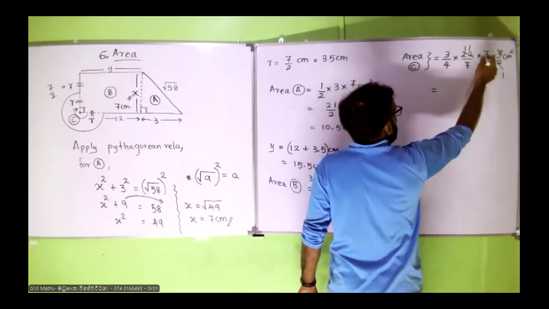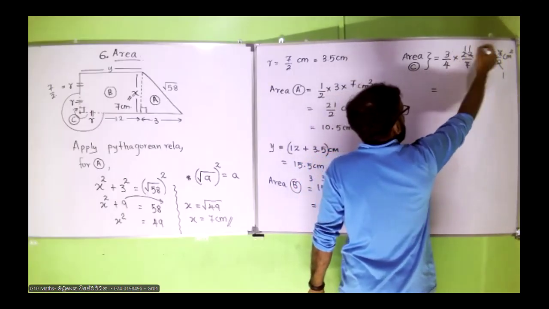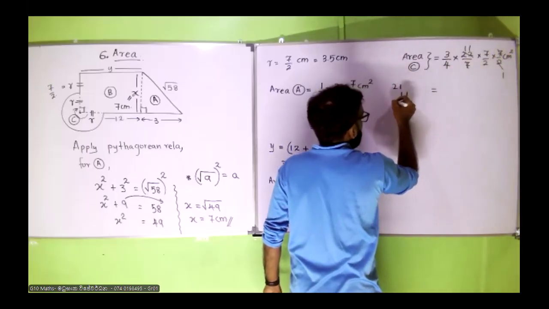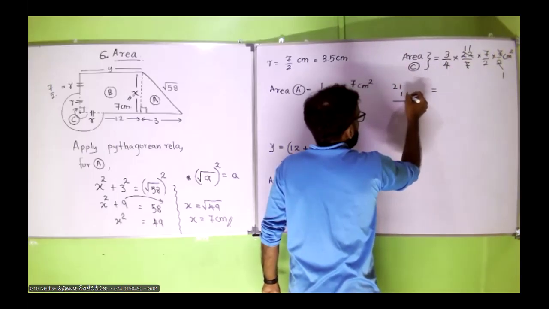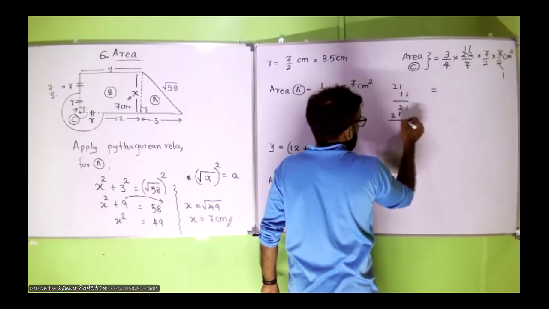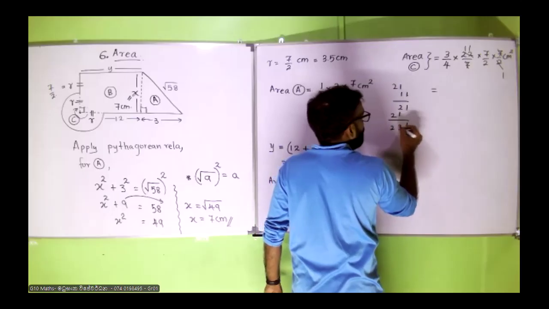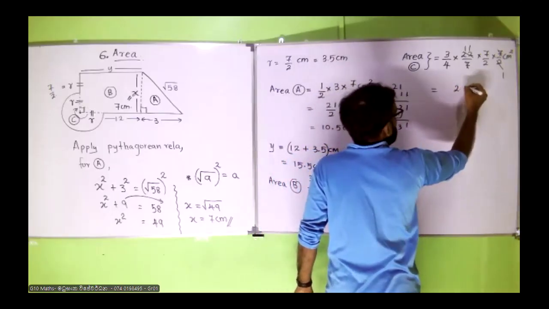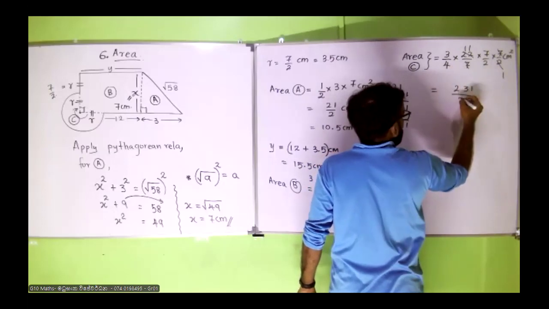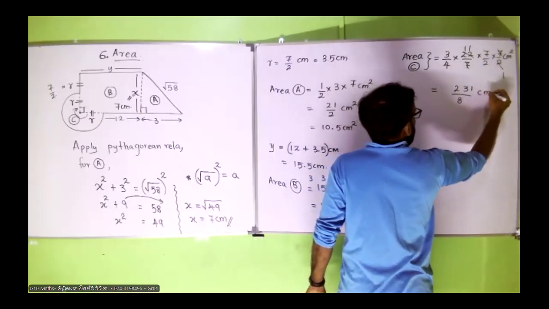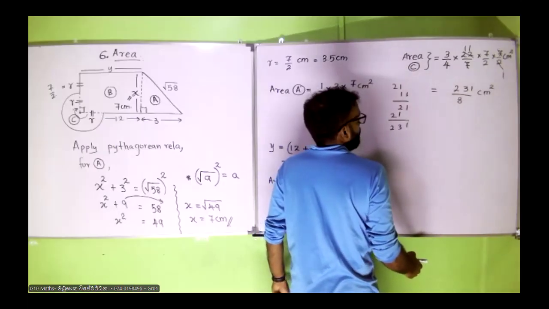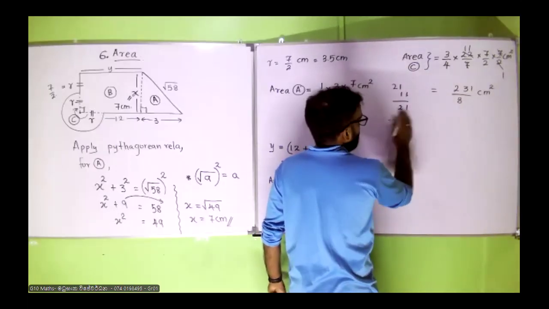In the numerator, 3 into 7, 21, 21 into 11, that gives 231 in the numerator, and the denominator is 4 into 8, square centimeters. Right.